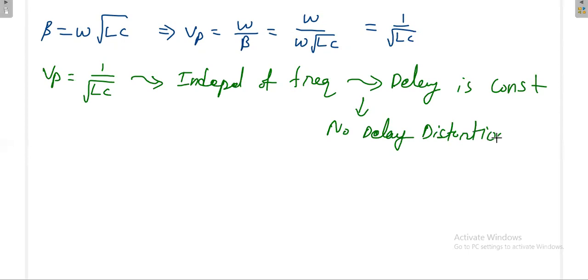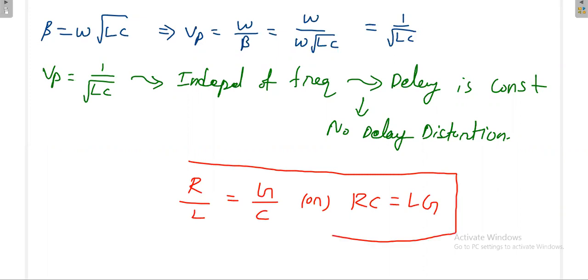So what is the condition to get a distortionless line? It is simply R by L is equal to G by C, or you can remember it in this format, RC is equal to LG. A very, very important condition to get the distortionless line.